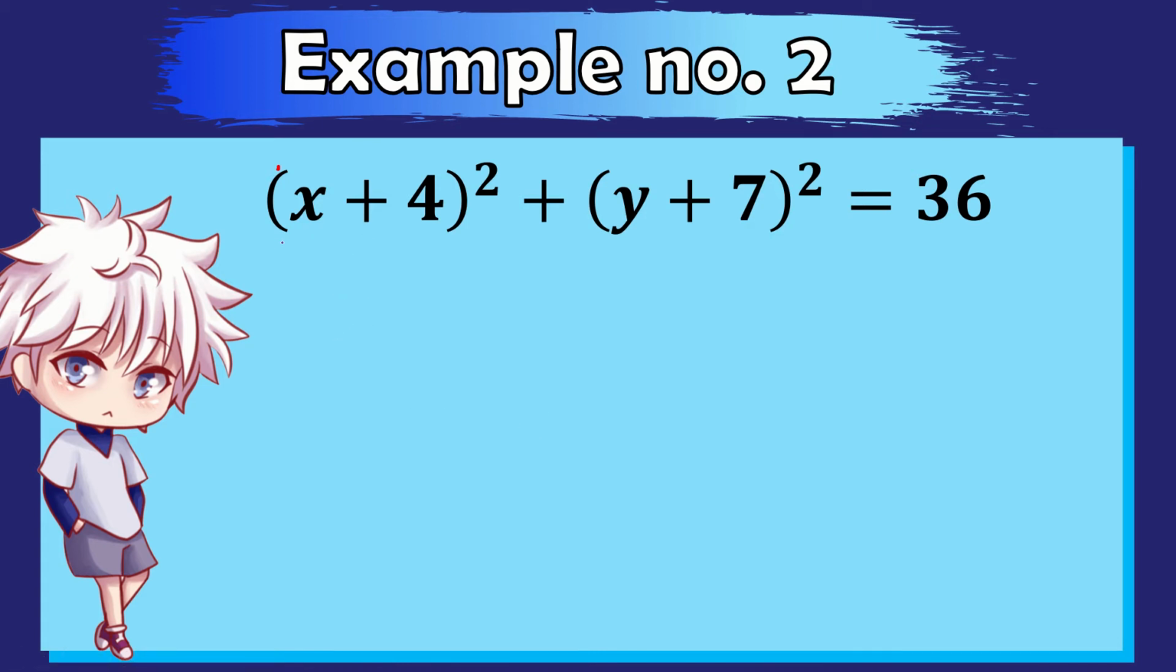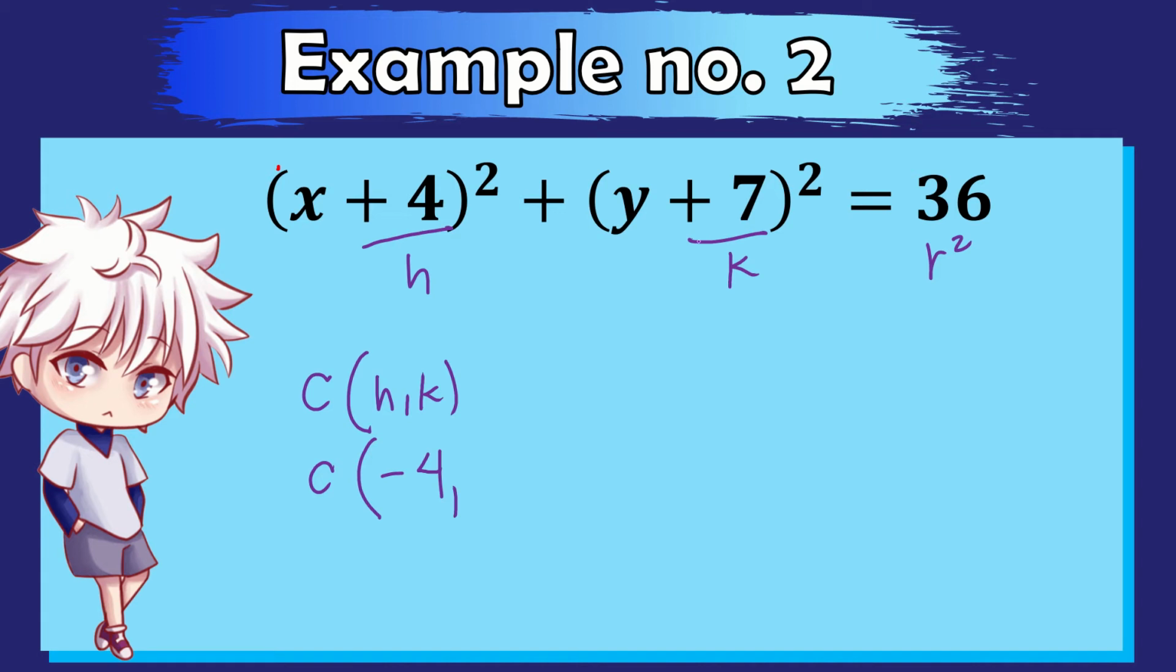So again, kapartner ni x, this is h, kapartner ni y is k, and this is r squared. So again, the center of the circle is denoted by h and k. So therefore, the center is at, if h dito is positive 4, babalik na rin yung sign. So h is negative 4.